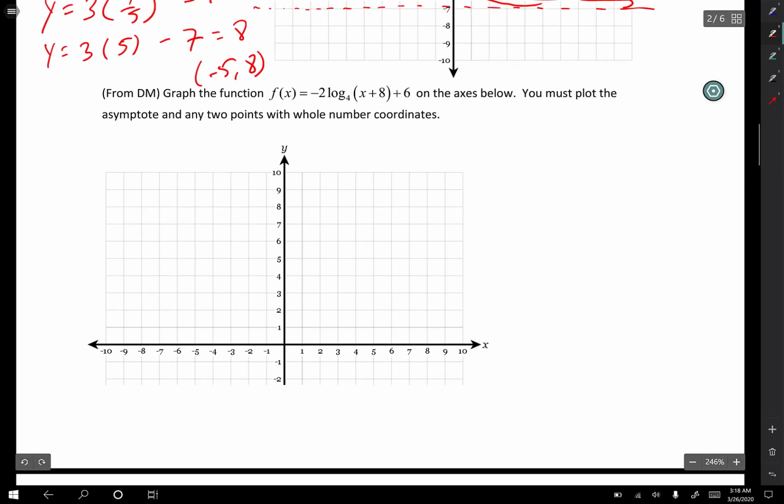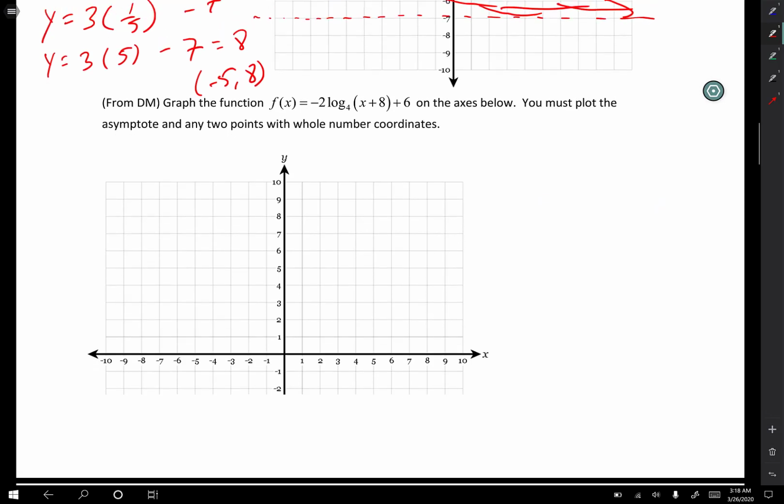All right, so first thing we do, I'm going to look for my vertical asymptote. Well, the parent function has a vertical asymptote right on the y-axis. So that makes it shift 8 to the left. It's kind of laggy, guys, so it's not being very specific. But I have a vertical asymptote at x equals -8. All right, so next I want to plot a point.